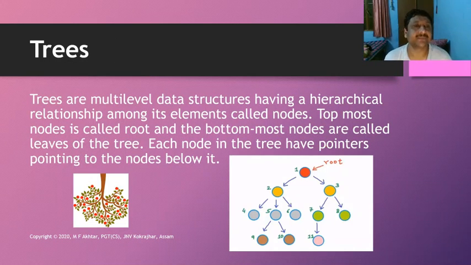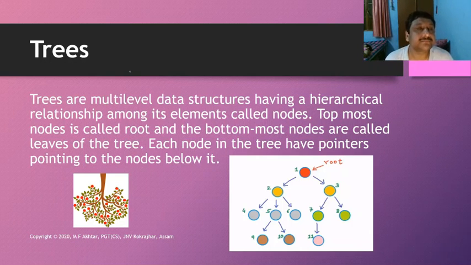Now trees. Trees are multi-level data structures having a hierarchical relationship among their elements called nodes. We know that there are two types of data structure. First is simple data structure, second is compound data structure, and within compound data structure there are again two categories. First is linear data structure, second is non-linear data structure. In non-linear data structure, that is multi-level, more than one level is there, and trees belong to that category.